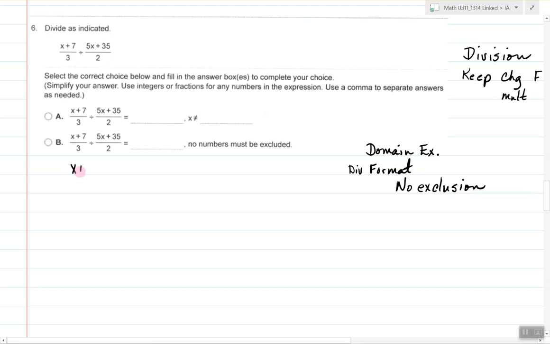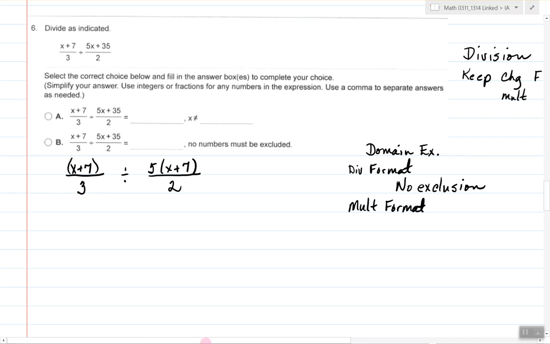The x plus 7 can't be factored. 3 is a constant. It's divided by. Now the numerator of the second fraction, there's a GCF of 5. 5 times x plus 7 over 2. So I've looked at this and I have no exclusions. But I now need to change it to its multiplication format where I keep x plus 7 over 3, change it to multiplication, 2 over x plus 7.